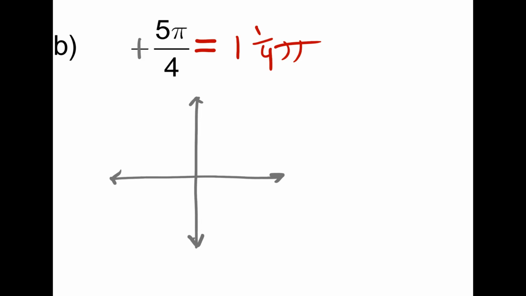I'm going to label 0, pi over 2, pi, 3 pi over 2. So he's labeling his axes. Recommend you do the same.